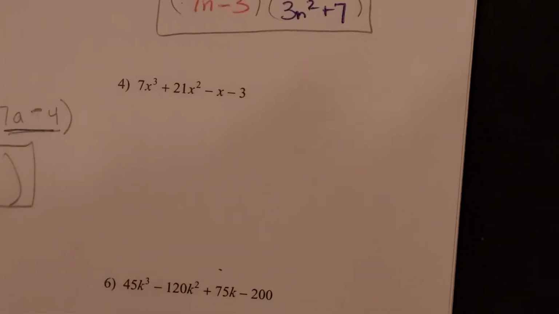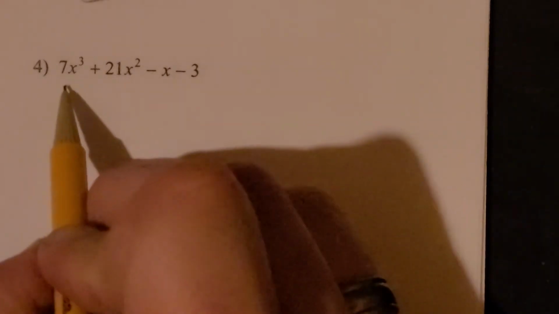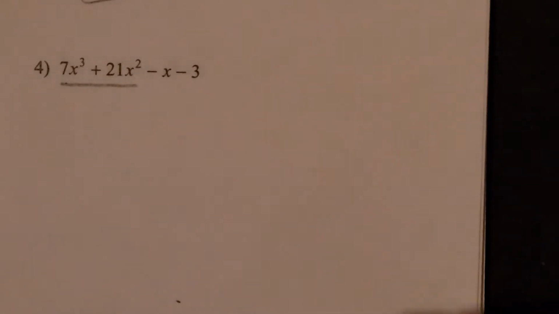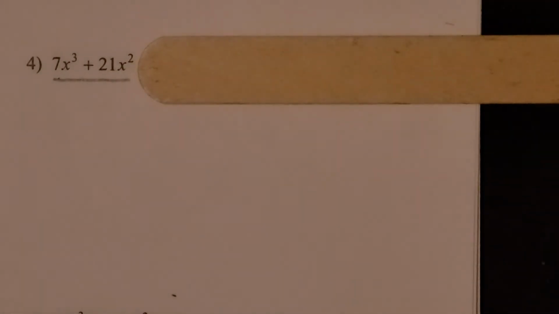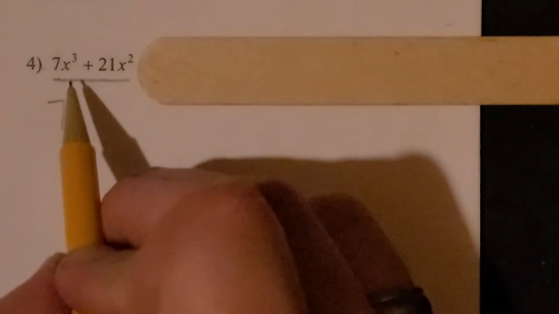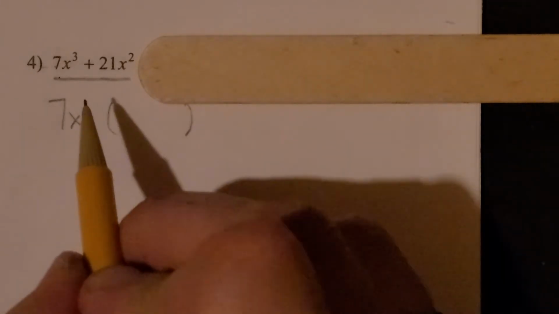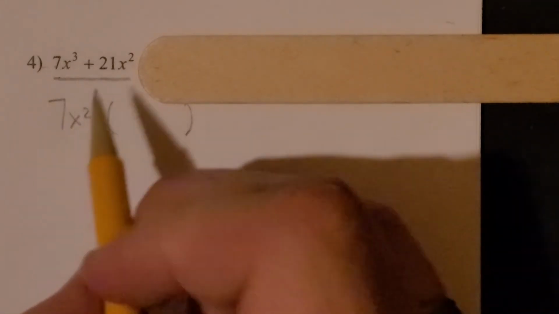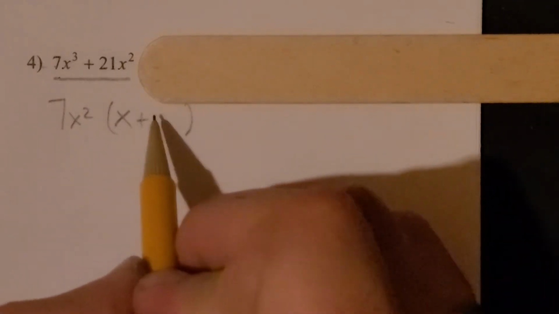All right, let's slide down to number 4. So same process. Whoop, there we go. So I'm going to start by looking at these 2. I'm going to completely ignore the last 2. Okay. 7x cubed and 21x squared. Well, between 7 and 21, their GCF is 7. And then 3x's and 2x's, I can pull out 2x's. Now let's see what I have left. If I divide this term by 7x squared, I'm actually just left with a single x. If I divide this term by 7x squared, I'm left with 3.